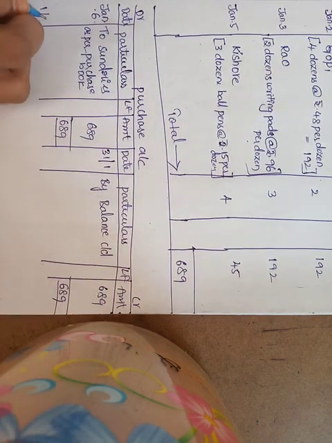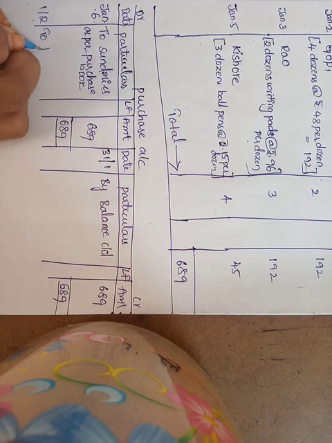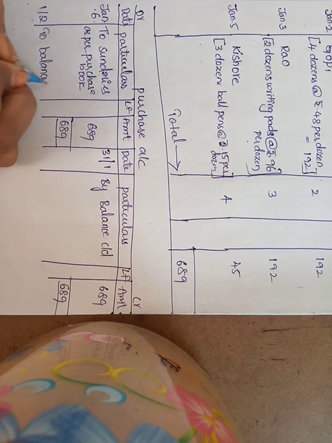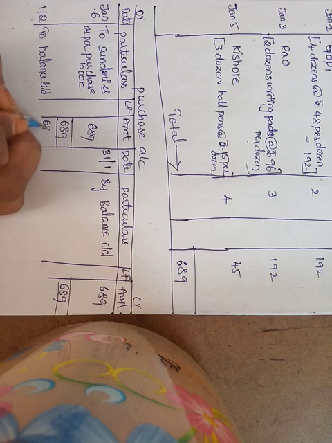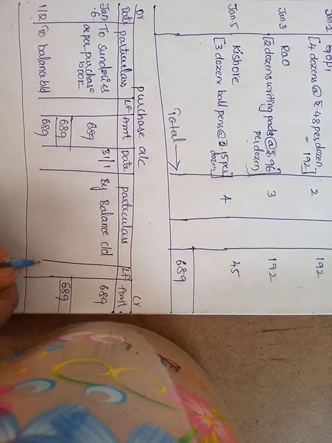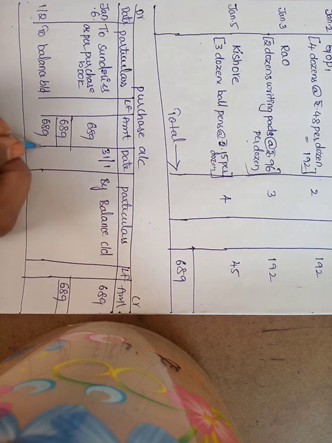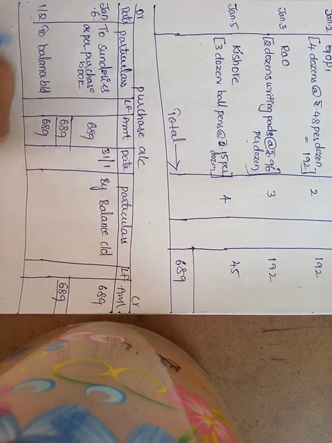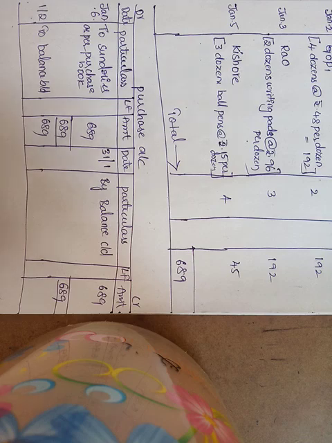Next month is 1st February. To balance brought down is 689. In this way you have to show the different accounts also, like sales account, sales returns account, purchase account. This is our today's class.